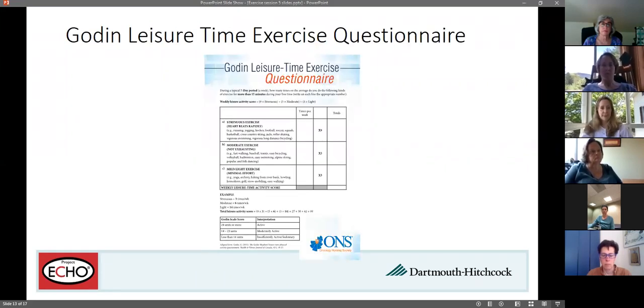The Godin Leisure-Time Exercise Questionnaire. I really like this. I ended up querying over 100 people in the cancer center here, after the original study I worked on with Dr. Chamberlain. We ended up asking, what's going on with people? Why are they exercising? How much are they exercising or not? So we approached over 100 people and used this particular tool just for down and dirty: are you exercising a lot, a little, not at all?